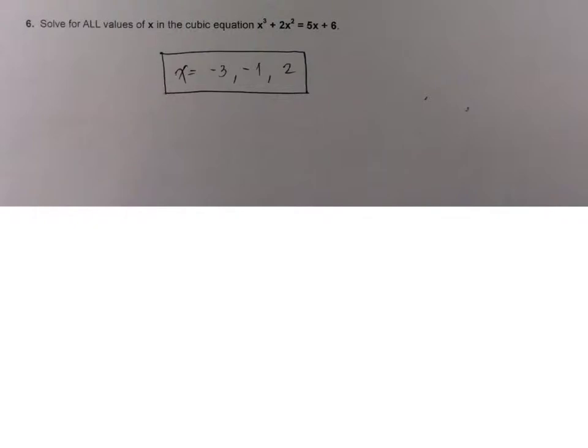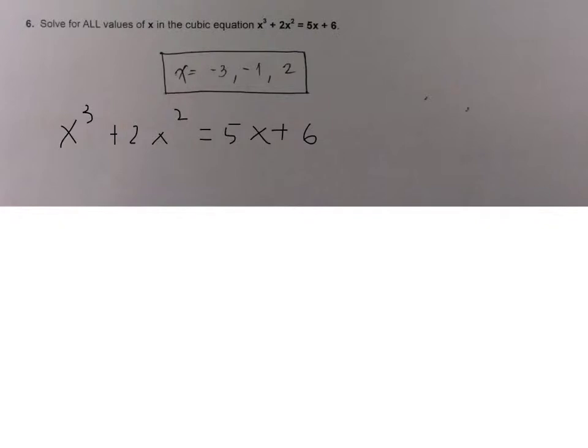So here we want to solve for all values of x in the cubic equation x cubed plus 2x squared equals 5x plus 6. For any equation, the first step is always to make one side equal to 0. As we can see, we have 5x plus 6 on the other side, so we have to make that 0. So if we have x cubed plus 2x squared equals 5x plus 6, we have to subtract 5x and 6 on both sides to get rid of 5x plus 6.